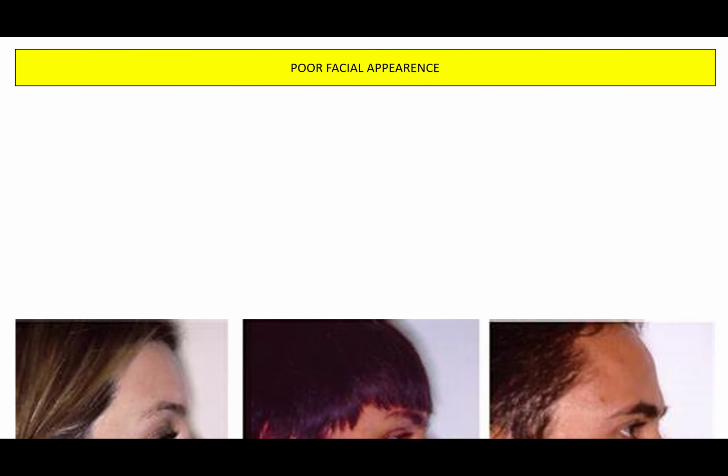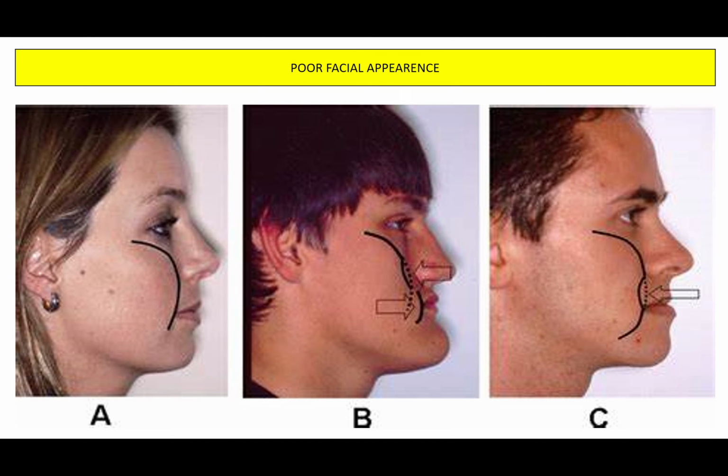Malocclusion is capable of adversely affecting the facial appearance of an individual. Here you can see this is class 1 and you can look at the facial appearance of this person, and this is class 3 and you can see the facial appearance of this person. When you compare the facial appearance of these persons, you can easily understand that malocclusion can cause poor facial appearance, especially when it is related to skeletal malocclusion. So this was the first sequelae of malocclusion.